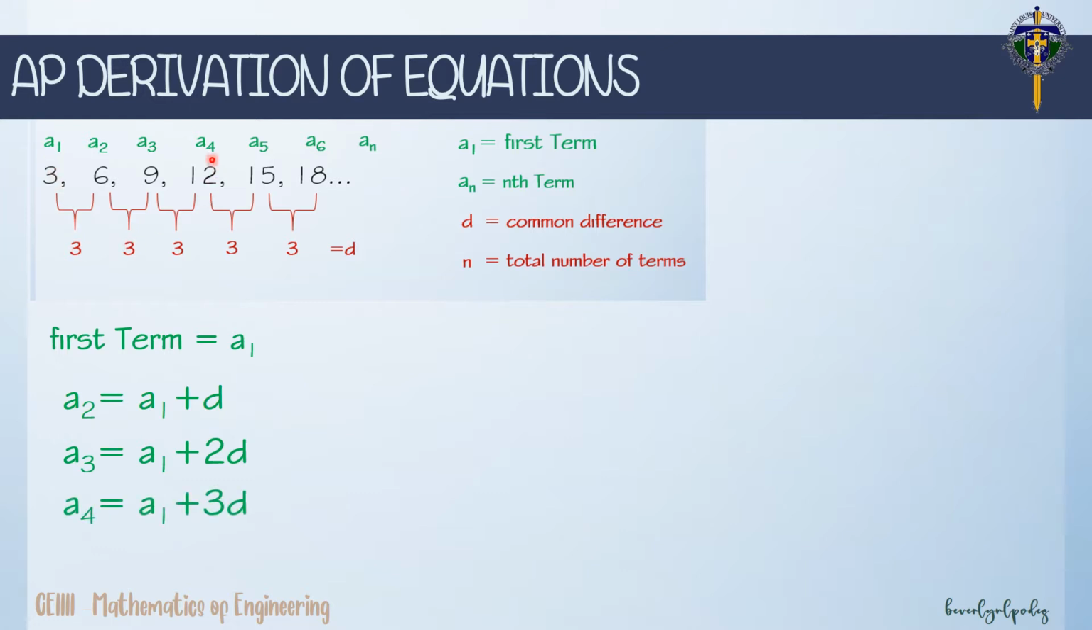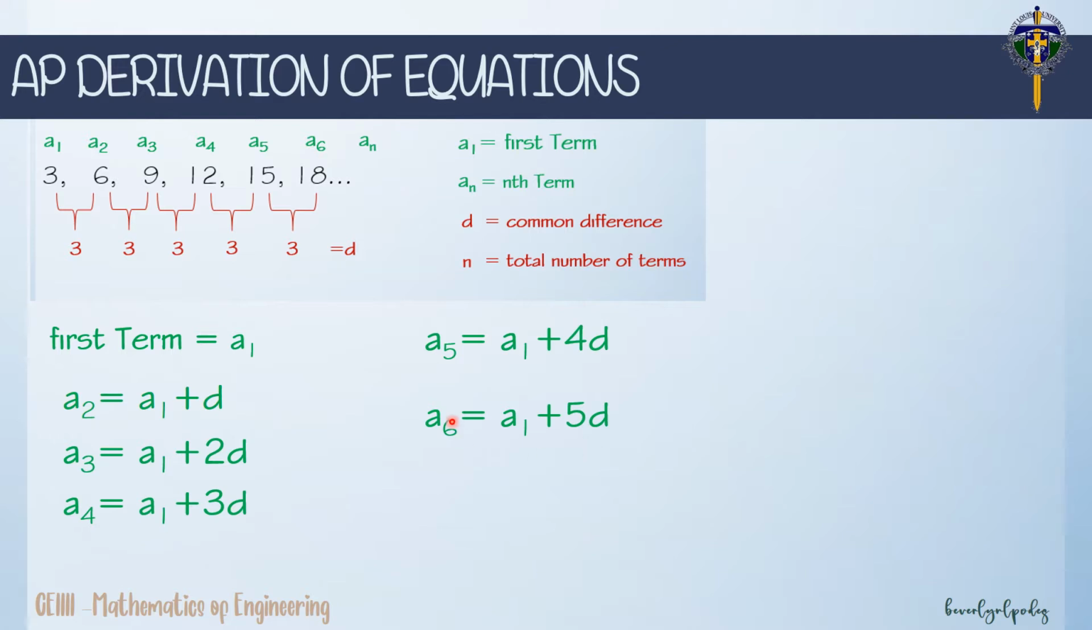To get the value of A4, this is simply A1 plus 3 times the difference. To get the value of A5, this is simply A1 plus 4 times the difference, and to get the value of A6, this is simply A1 plus 5 times the difference. And this will go on up until the last term, but we cannot be writing them all.